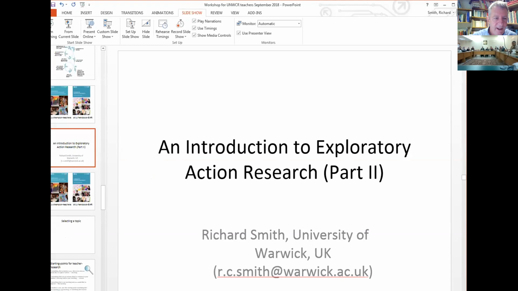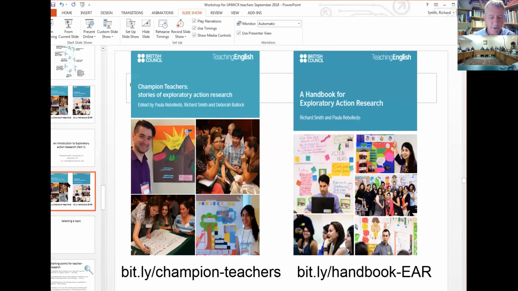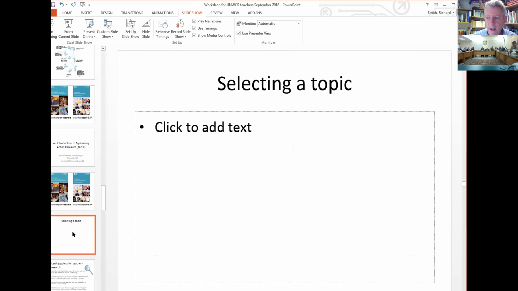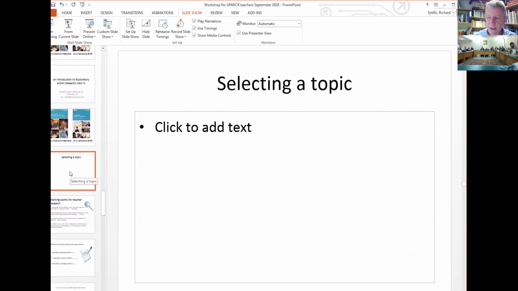So we ended the first part by my showing you these two resources which are online, and this is where you can get much more information than I can give you in just this short time. These two books. The one on the left is example stories. The one on the right is more like a step-by-step guide for how to do exploratory action research as a teacher. And we're going to go through some of these steps together, the initial steps of exploratory research. And the first step is to choose a topic.